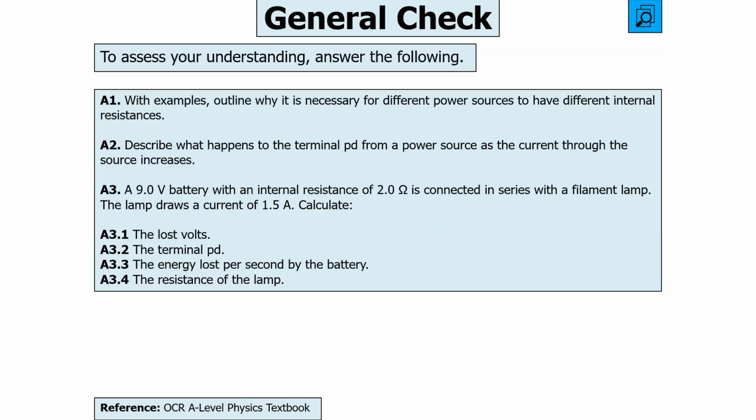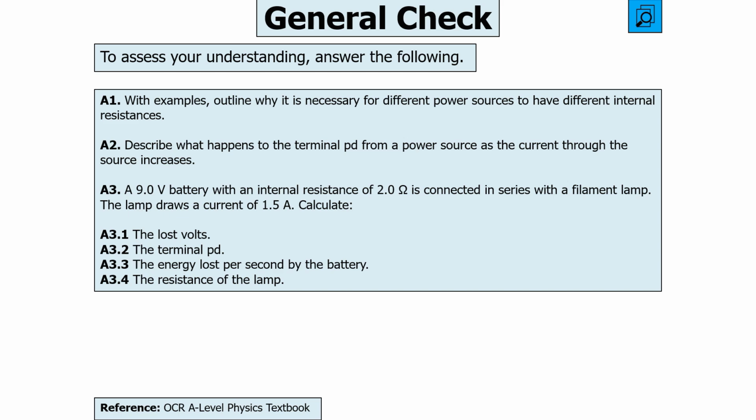In our next question, to assess your understanding, with examples, outline why it's necessary for different power sources to have different internal resistances. Describe what happens to the terminal PD from a power source as the current through the source increases. Then a 9-volt battery with an internal resistance of 2 ohms is connected in series with the filament lamp. The lamp draws a current of 1.5 amps. Calculate the loss volts, the terminal PD, the energy lost per second by the battery, and the resistance of the lamp. So pause the video now, then unpause the video when you want to go through your answer.